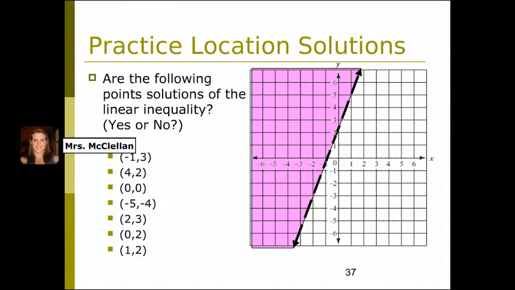Now we're going to answer the question, are the following points solutions to the linear inequality shown? Our answers to these questions would be a yes or a no. To look at the first point, -1, 3, we could graph it. -1, 3 would fall right here. Since it's within the shaded region, the answer to the question, is this a solution, would be yes.